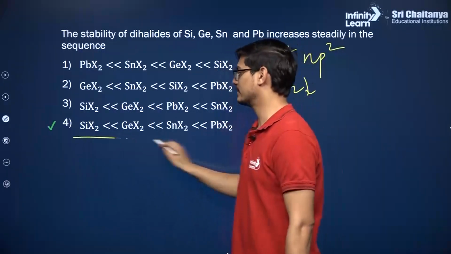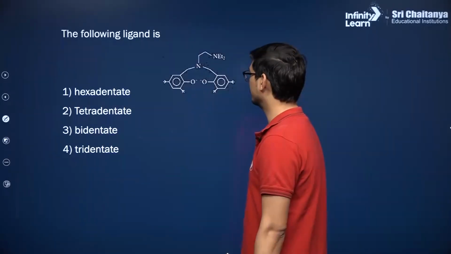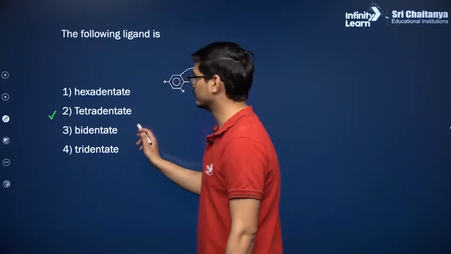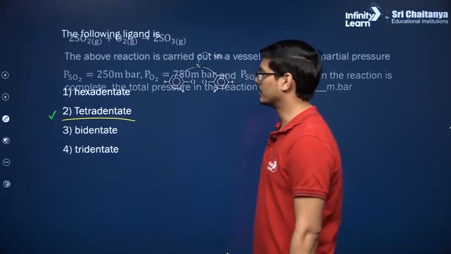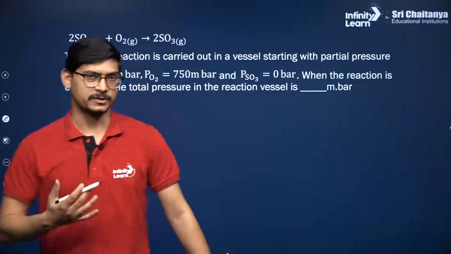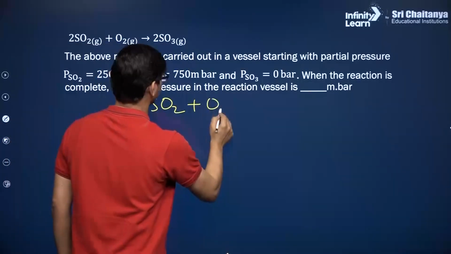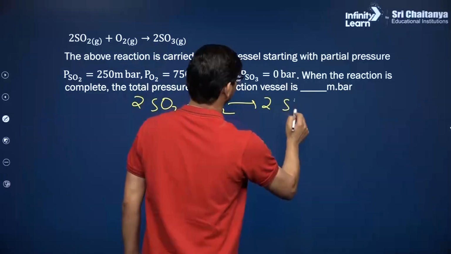So this is the correct answer in this question, right? The following ligand is tetradentate because there are 2 nitrogen and 2 oxygen here, which can act as donor atoms. Here SO2 plus O2 gives SO3. All right, so in this question, what are we supposed to do? It might look like a difficult question, but it is not, right?